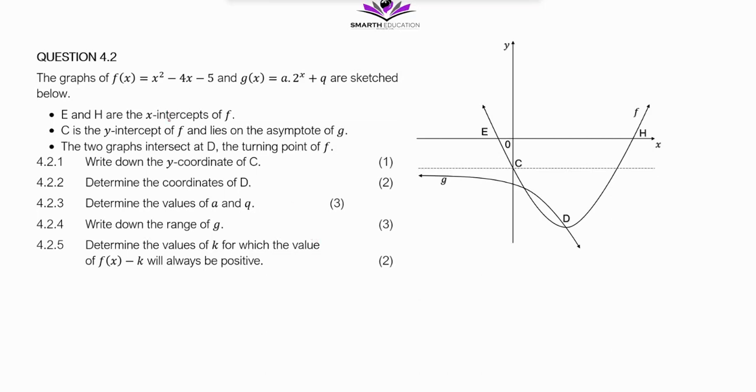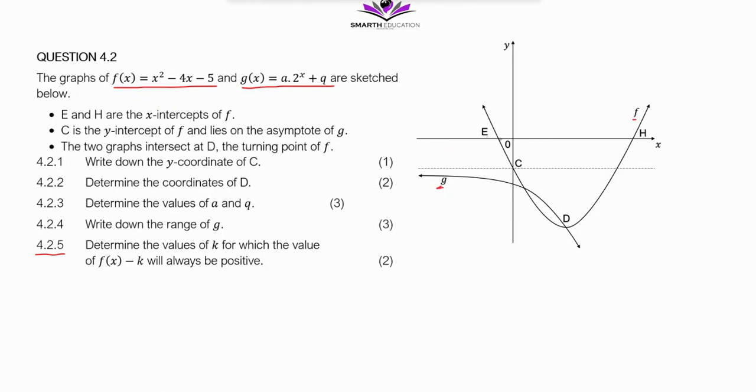Welcome back. Let's do question 425. The graphs of f of x is equal to x squared minus 4x minus 5, and g of x is equal to a times 2 to the power x plus q as sketched below. So we have f of x and g of x.